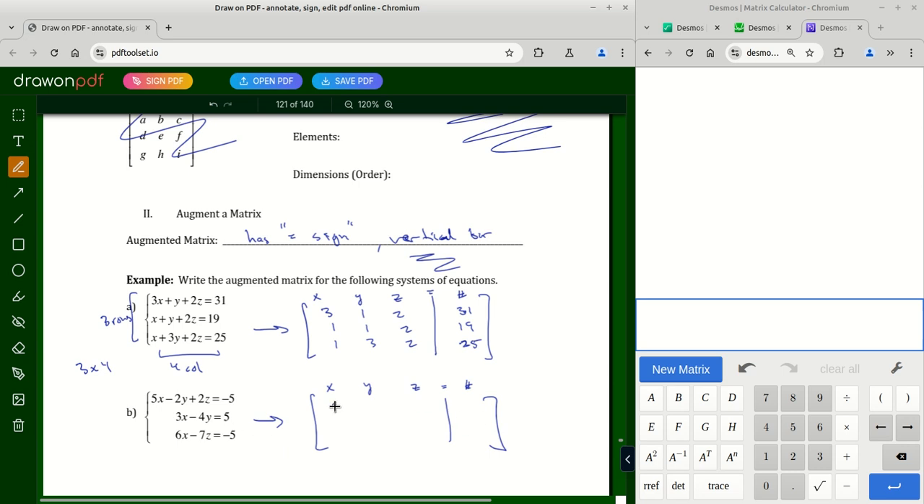So my x's, I got 5, negative 2, 2, negative 5. Hold on now. How many x's do I have? 3. How many y's do I have? Negative 4. How many z's do I have? 0. And then a 5. Notice that they made it not lined up on purpose, so you have to readjust it a little bit, okay? 6, 0, negative 7, negative 5. So watch out for those little things.